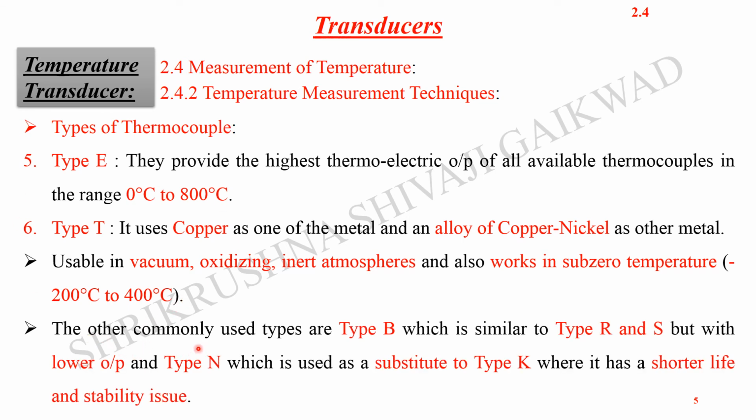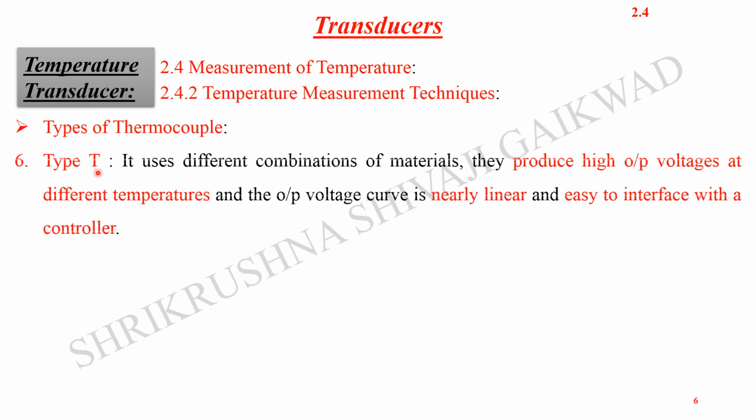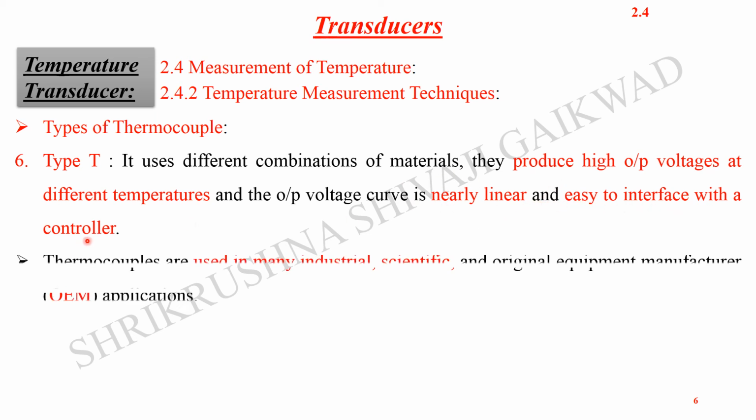The other commonly used types are type B, which is similar to type R and S but with a lower output, and type N, which is suitable as an alternative to K type, though it has a shorter life and stability issues. Thermocouples use different combinations of metals. They produce high output voltages at different temperatures, and the output voltage curve is nearly linear and easy to interface with the controller.